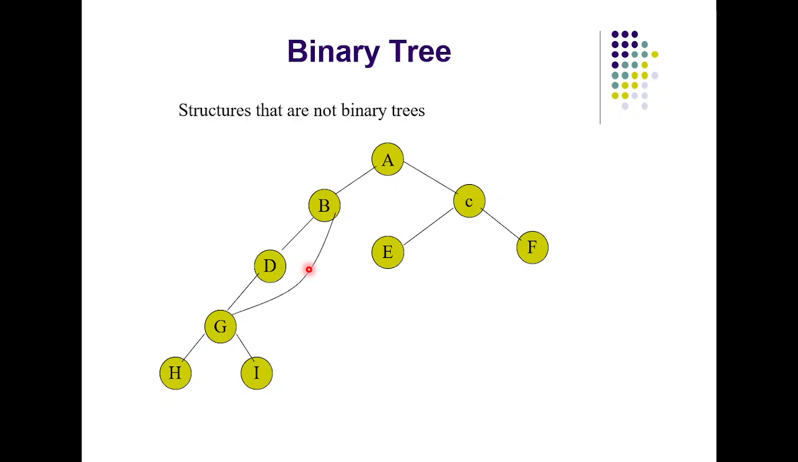So normally trees are acyclic in nature, but in a graph there may be a cycle.